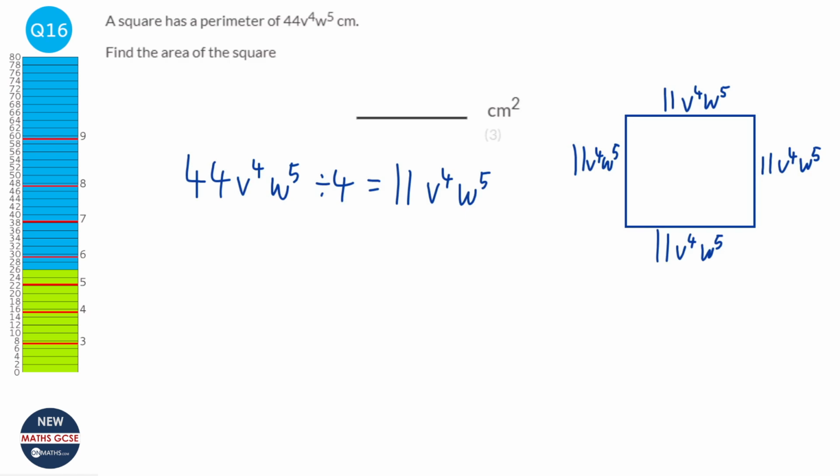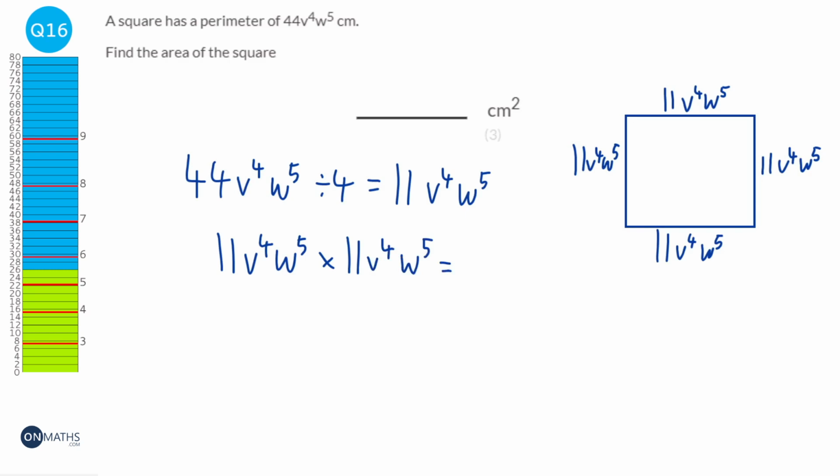And to work out what the area is, we obviously are going to square that. So we're going to do 11v to the power of 4, w to the power of 5, and we're going to times it by itself, which is what squaring means. Okay, so we're going to times the 11s together, so that's going to be 121. Going to times the v to the power of 4s together, and remember with indices, if you times two powers of the same base, and they're both v, then we just add the powers together, so that'd be 8. And we're going to add the w to the power of 5s together, so that makes 10. So it's 121 v to the power of 8 w to the power of 10.